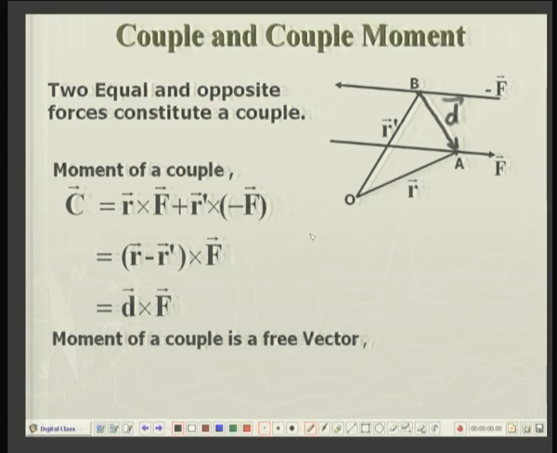First of all, we have seen the independence of the choice of A and B. I can choose B over here, A over here, or B over here, A over here. All of them will give me the same value of the moment of the couple. And the second independence or freedom is the choice of point O. Suppose I choose this as O dash. Okay.